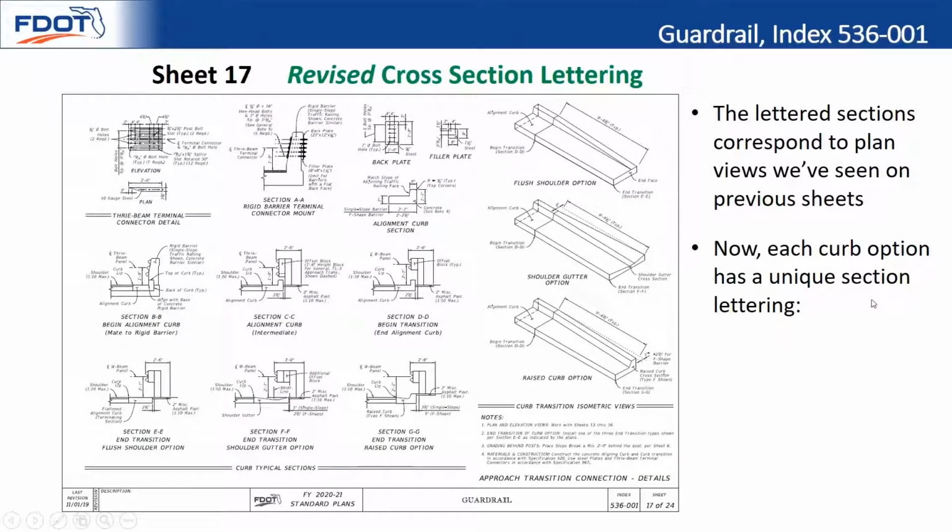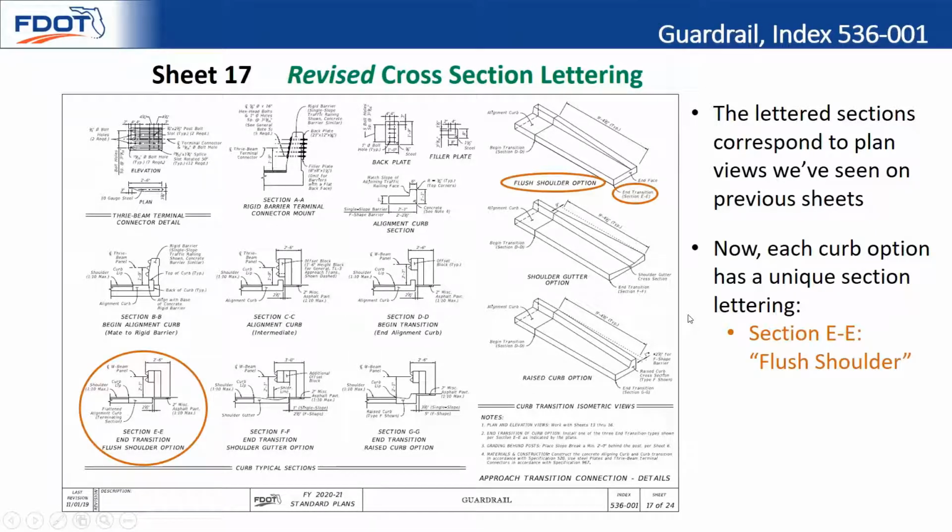So looking at sheet 17, as we were saying, the letter sections correspond to the plan views we've seen in the previous sheets, and now each curb option has a unique section lettering. So for example, section EE is a flush shoulder option. That's kind of like the simplest default one we've shown. And then this also corresponds to the isometric.